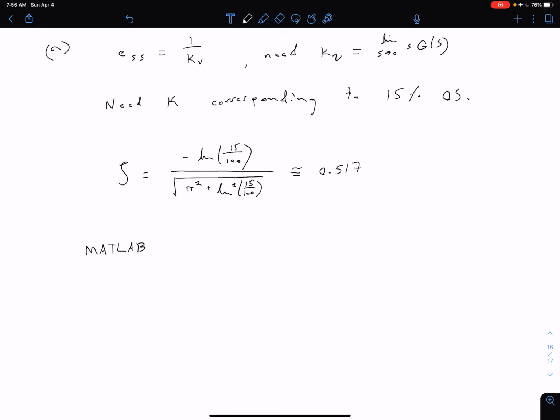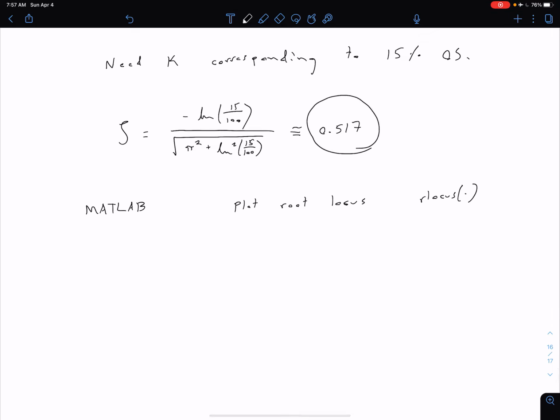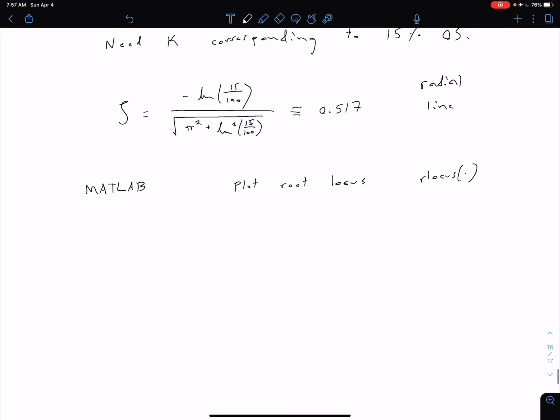The first thing we want to do in MATLAB is, of course, plot our root locus. We've seen how to do that using our simple rlocus command, where we have our open loop transfer function as the argument. Once we've plotted our root locus, we're interested in the point where we have a certain damping ratio. This is going to be a constant radial line in our s-plane for constant percent overshoot. And remember, we can add that line to our root locus if we use the sgrid function.